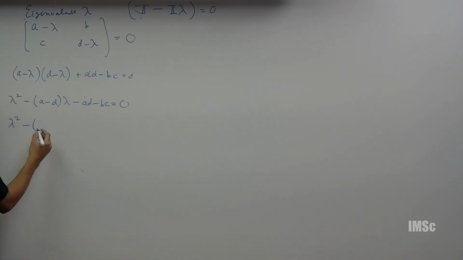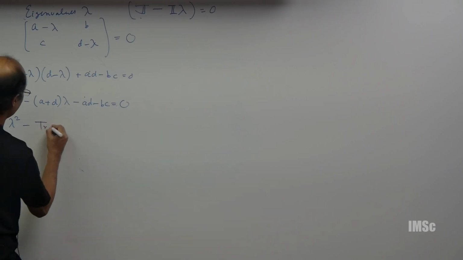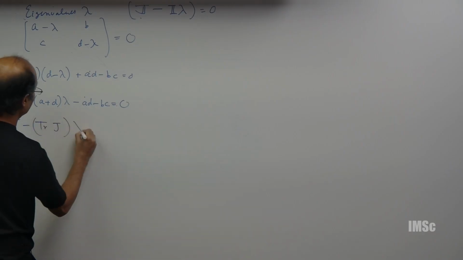So, what is this AD? Look at this. What is A plus D? It's the trace, right? So it's the trace of J.